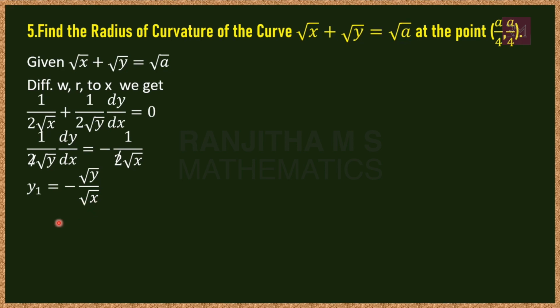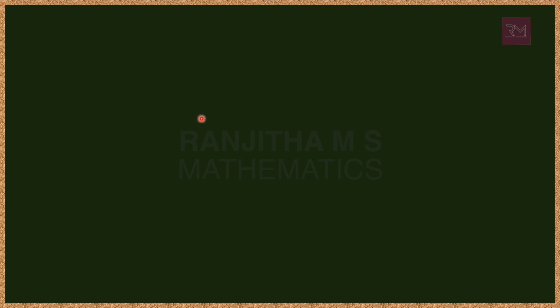This is our y1. Here we have to substitute y1 at the point a by 4 comma a by 4. Substituting x value as a by 4 and y value as a by 4, that becomes minus of root of a by 4 divided by root of a by 4. Here root a by 4 gets cancelled. Hence we get y1 value as minus 1. This is our y1.